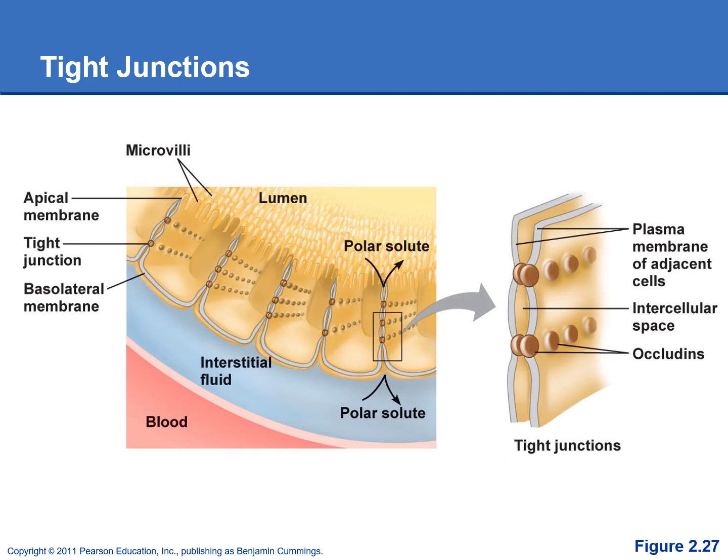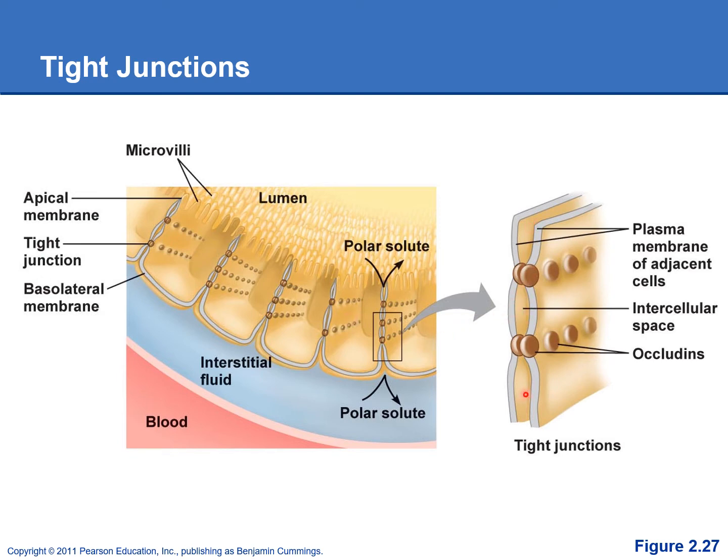So here's a picture of some tight junctions. So these are some epithelial cells. So maybe this is the wall of the intestine here. And these little brown dots here are the proteins that make up the tight junctions between these epithelial cells.